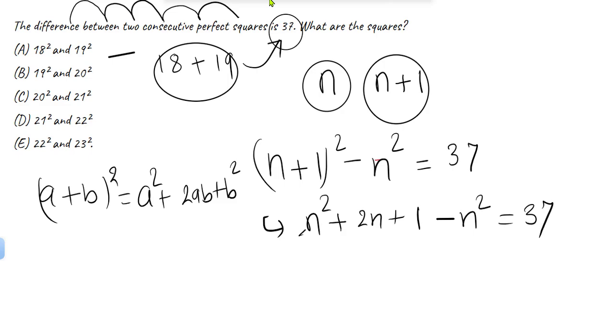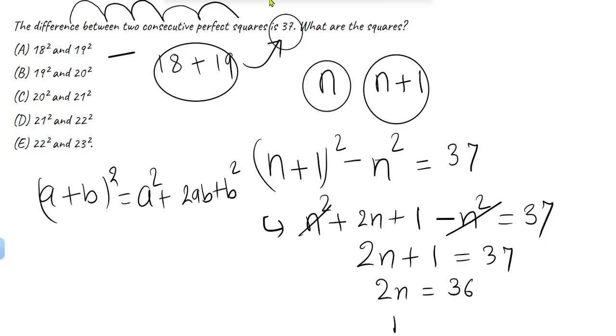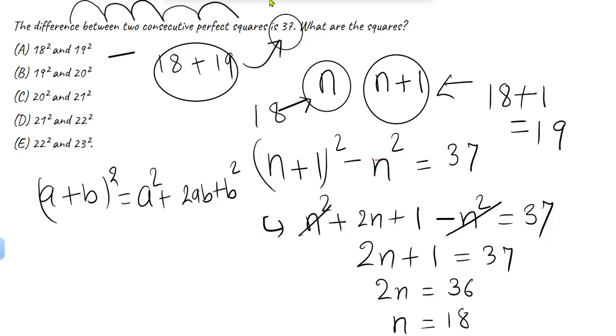We can cancel the plus n square and minus n square. So 2n plus 1 equals 37. If you subtract 1 on both sides, 2n equals 36, which gives n equals 18, dividing both sides by 2. Now we have n, which is 18, and the next number is n plus 1, that means 18 plus 1, which is 19. So this is the process to find the numbers, and it takes lots of time and energy.